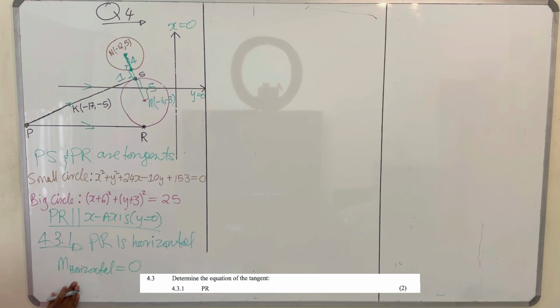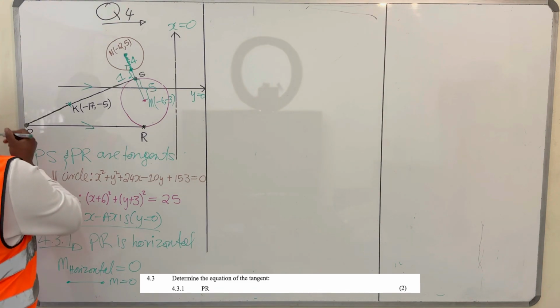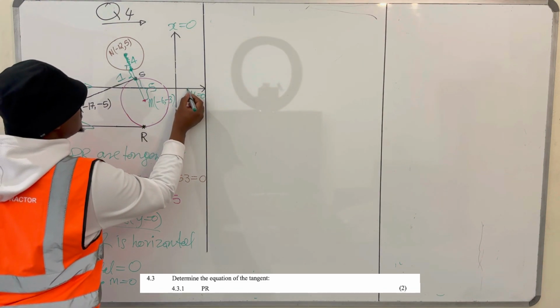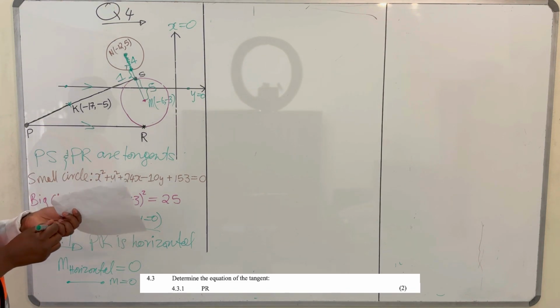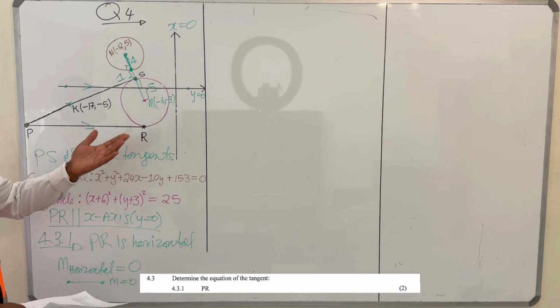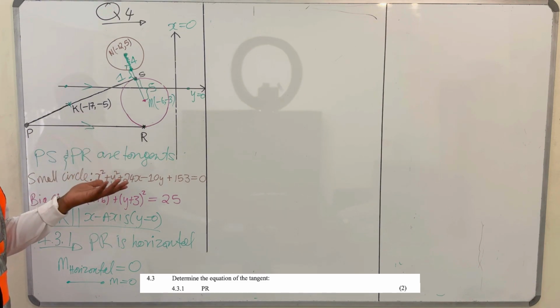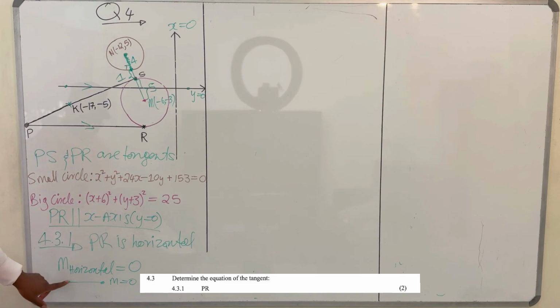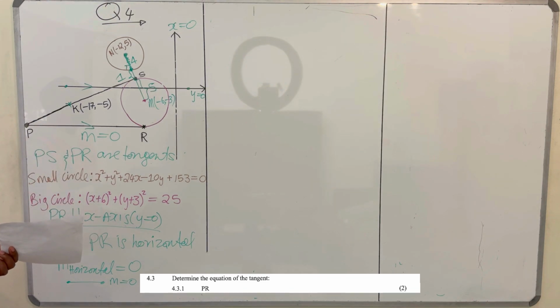So if you have two points that are on the same y value, if you have a horizontal line, the gradient of that line is equal to 0. If you take a point here and any other point on the same line and you calculate the gradient, it will be 0, because there is no change in the y direction. So the change in y is 0 over whatever the change is on the x-axis. So the gradient of a horizontal line is 0. So we know that our tangent has a gradient of 0.